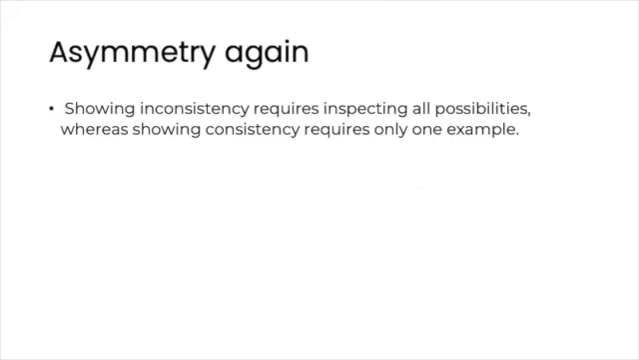Here we see another case of symmetry. Showing inconsistency requires inspecting all possibilities, whereas showing consistency requires only one example. Okay, this is all.